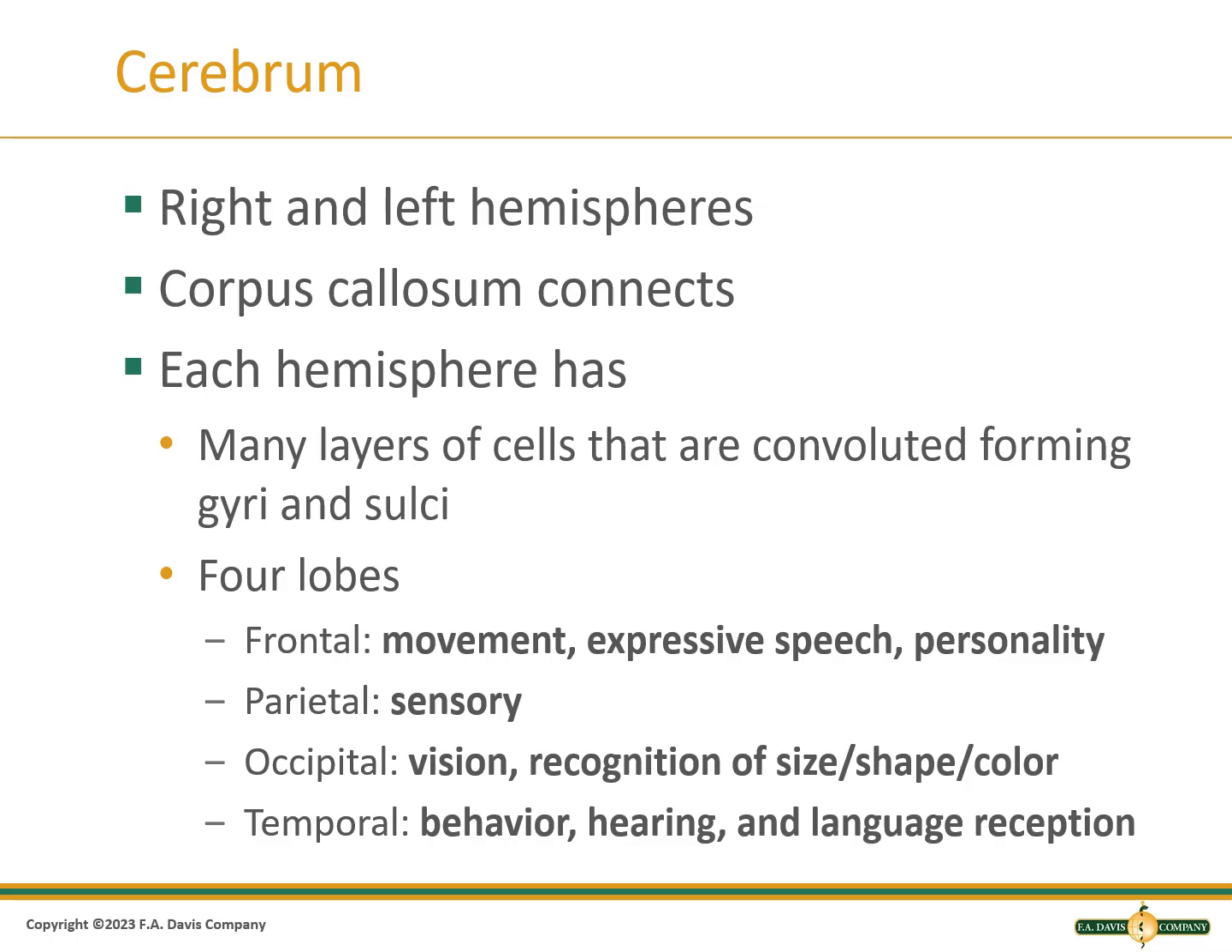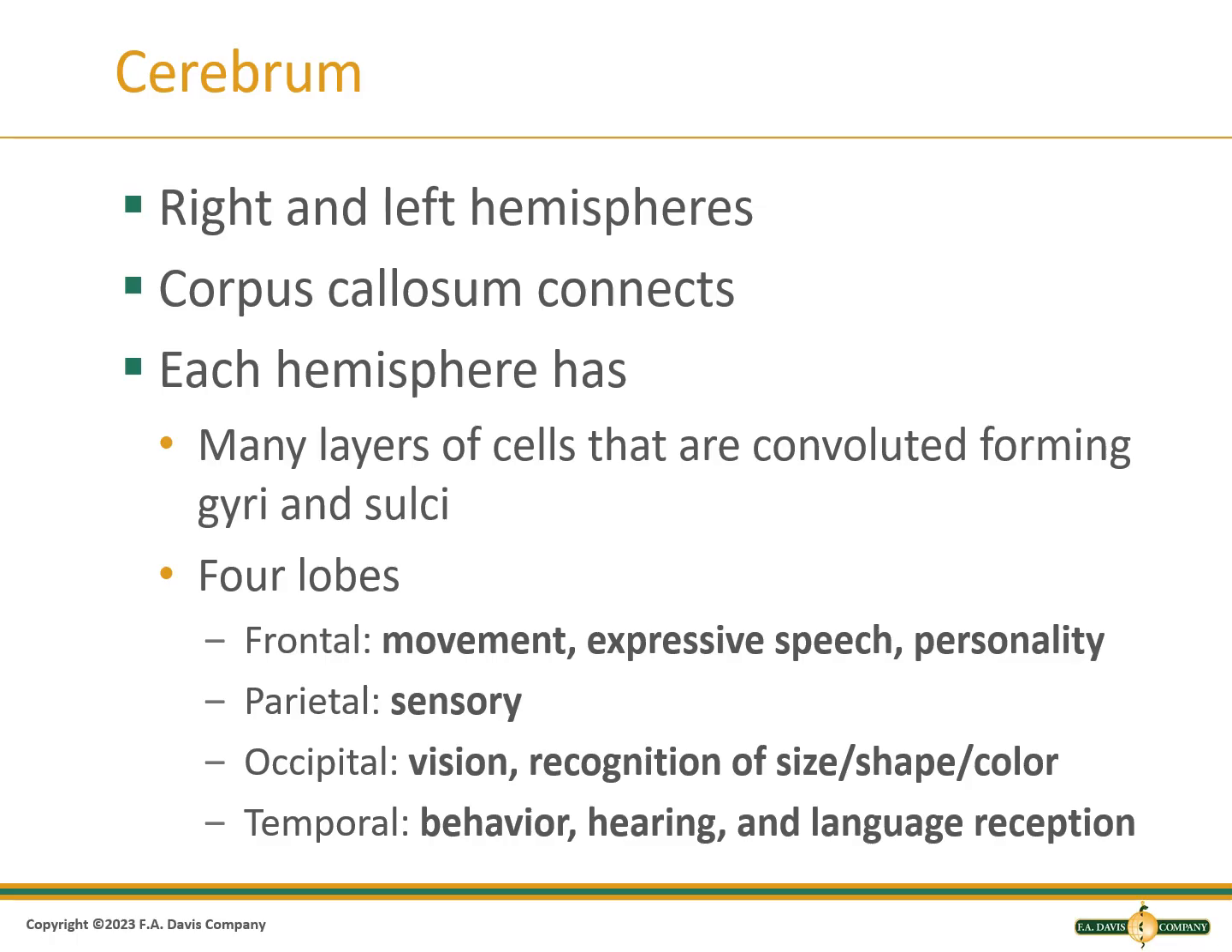The two hemispheres are connected at the midline via the corpus callosum, and the brain has increased surface area because of the grooves created by the gyri and sulci of the brain, allowing for more cells in a consolidated area. The lobes of the brain include the frontal lobe, which is responsible for movement, expressive speech, and personality.